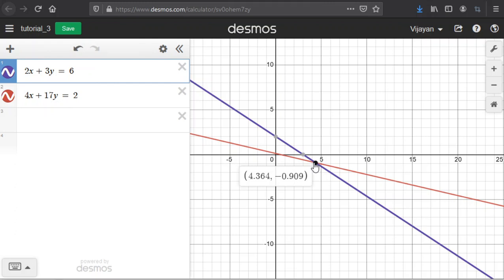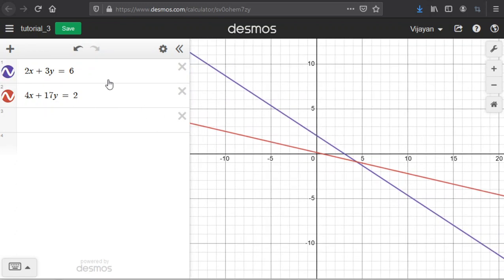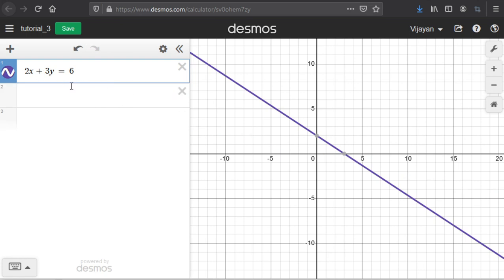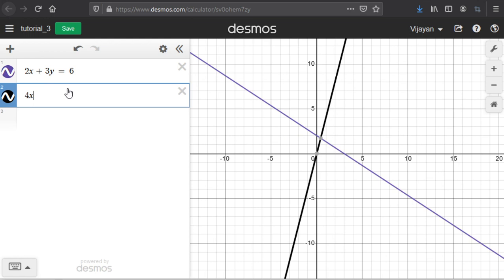So while teaching simultaneous linear equations to the students, this property can be explained. If these two were simultaneous linear equations and we had to solve them, the solution would exist, and the solution is x equal to 4.364 and y is equal to minus 0.909. Suppose one equation is given as 2x plus 3y is equal to 6 and another is given as 4x plus 6y is equal to 12.